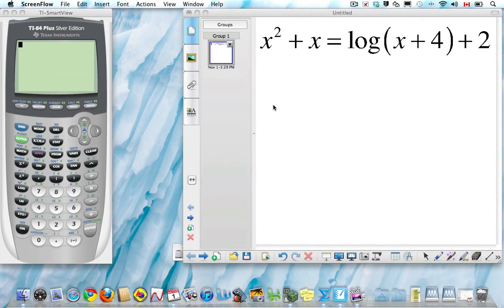To do a graphical solution with your calculator. We have an equation here, x squared plus x equals log(x plus 4) plus 2. Now, in doing this scenario, you could try to do it algebraically, but it just won't work for you. So you have no choice but to do a graphical solution. Your calculator comes in handy.